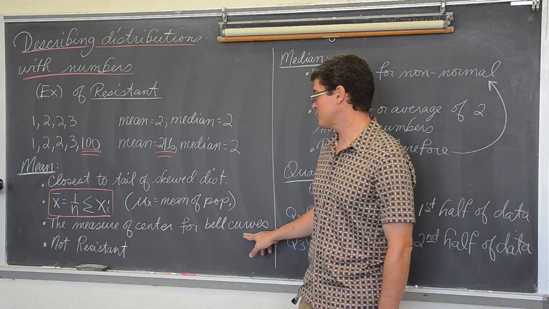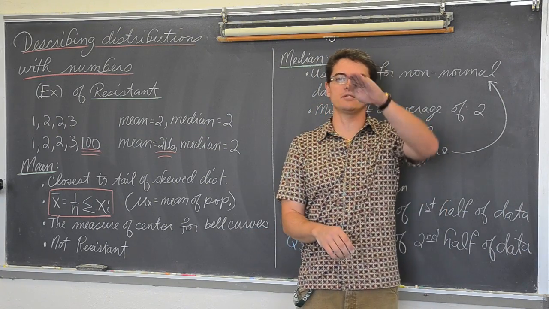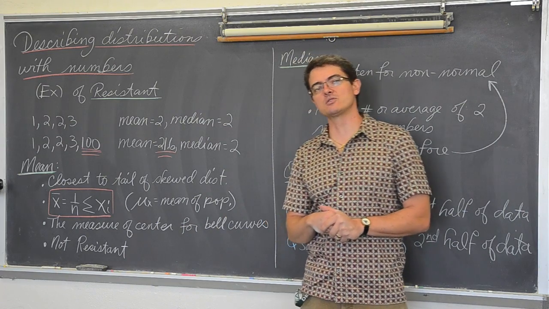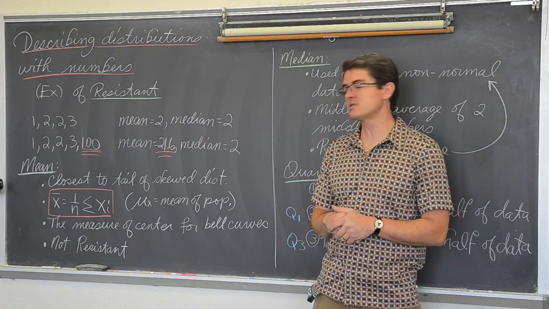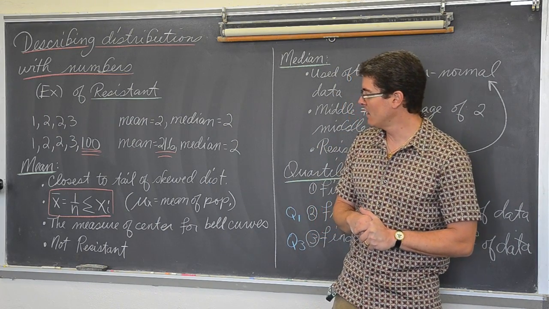The measure of center for bell curves. If you have a bell curve distribution, a unimodal symmetric distribution, you want to use the mean. That's the best measure of center for a symmetric distribution.